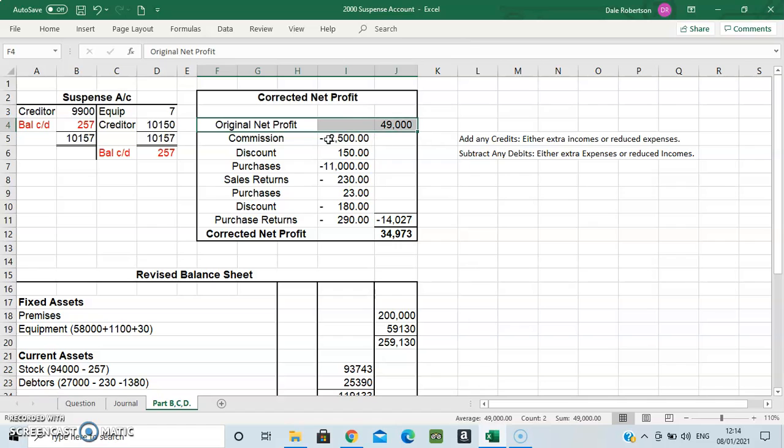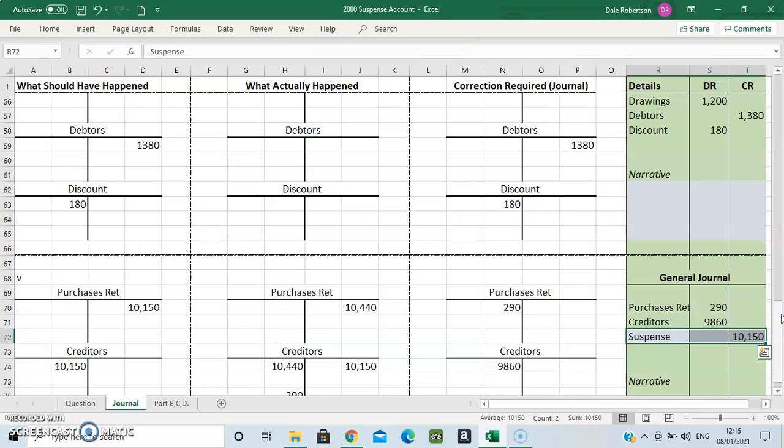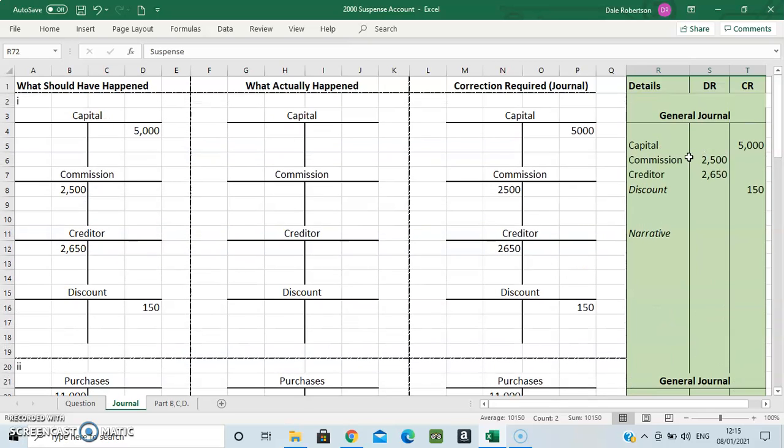You are going to do that only on the numbers which are on page 1 of your accounts. If you can imagine a 2-page set of accounts, only ones prior to the net profit. Anything on page 2 on the balance sheet, we will fix in part D. So it's only the things which are on page 1. So if you look at your general journal, I'm going to go back in here. Now again, I'm not going to flick forward and back all the time, but you will have the general journal to hand. Capital is a balance sheet item, we'll leave that. But commission is an expense that has to go in. Creditor is a balance sheet. Discount is an income that has to go in.